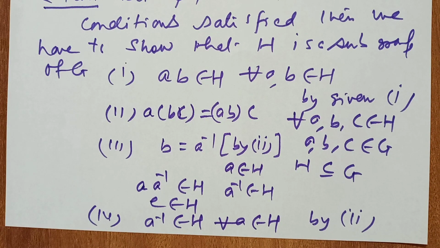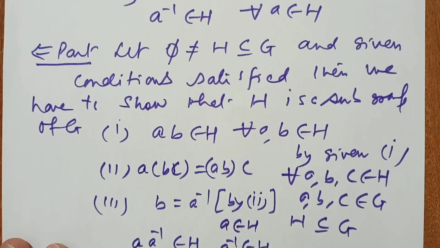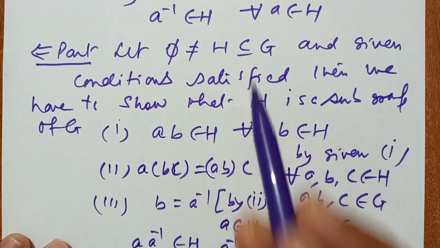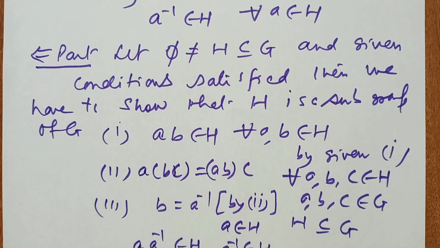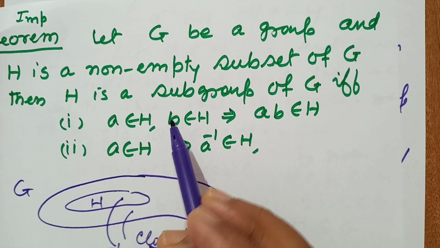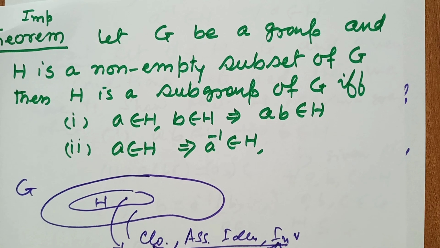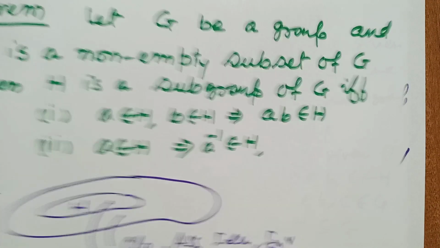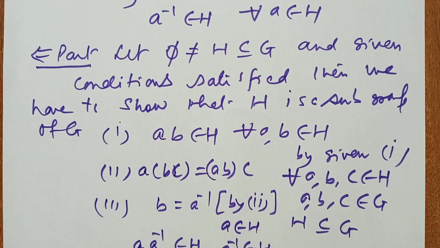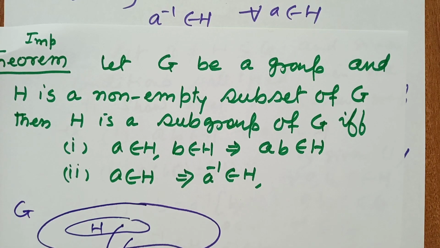It means, what is the converse part? The converse part is that if H is a non-empty subset of G and H satisfies only two properties, closure and inverse, then we have to show it satisfies four properties. Very easy. We need to show H has four properties. Two are given already, so we need only two more, identity and associative.